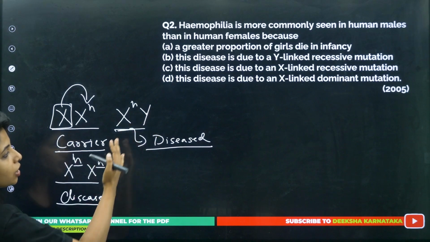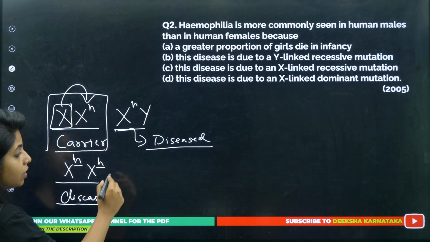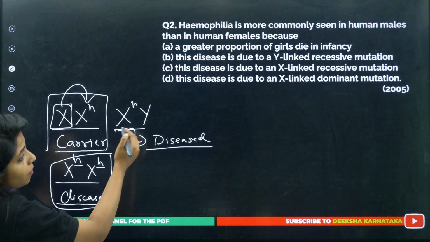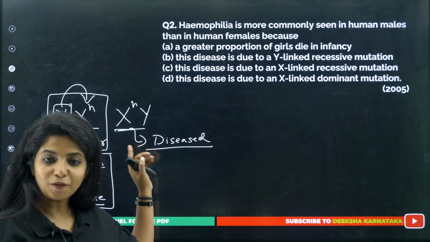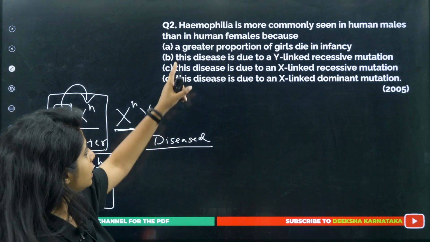So you're increasing the chance, right? Over here, there is a chance that females can be just carriers. There is a chance that a female can have the disease. But for males, most of the time they will be diseased itself. So why is it so?